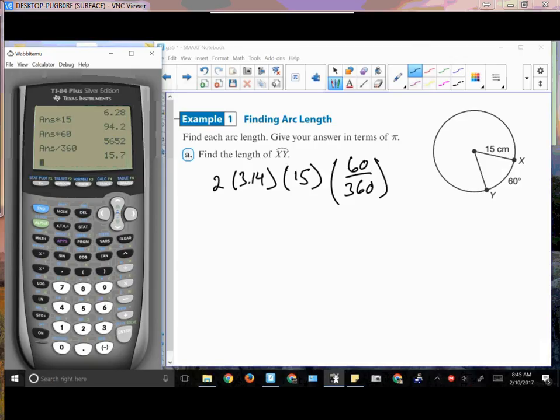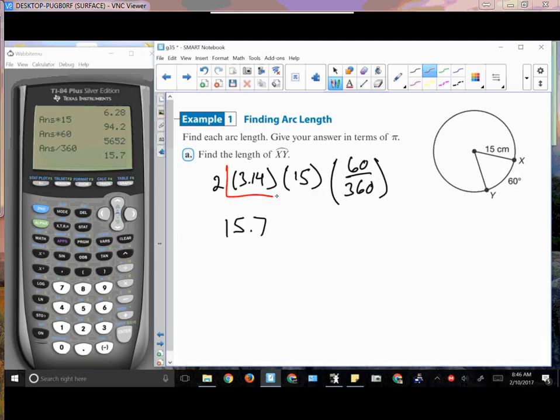So, that means the length of this here is going to be 15.7. Now, if you read the instructions, it says give your answer in terms of pi. So, if I have to do that, that means what I want to do is not put in the 3.14. So that means I would take the 2, multiply by 15, multiply by 60, divide by 360. And that's what we end up with.